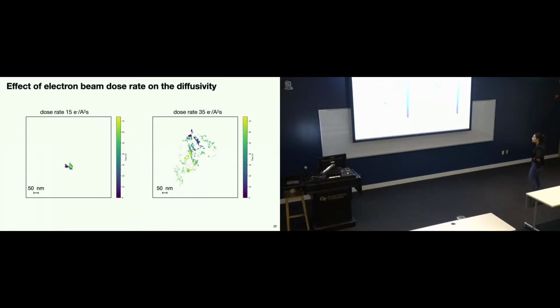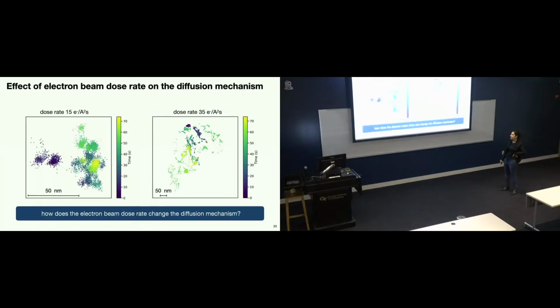Now, if I magnify these trajectories, I start to see that it's not just the diffusivity that increases, but the diffusion pattern also seems to be changing. That opens up the question of whether the electron beam is actually changing the diffusion mechanism of nanoparticles, which is the question we started to answer first.